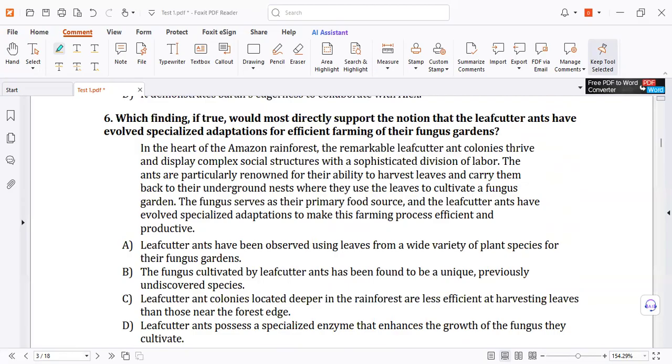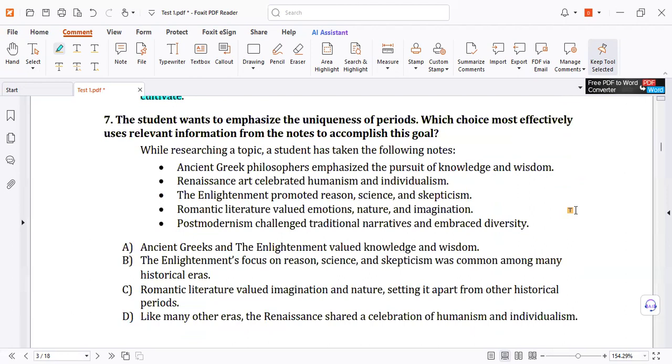Is it letter D? Letter D, that's right. Okay. Is it letter C? Letter C, that's right.